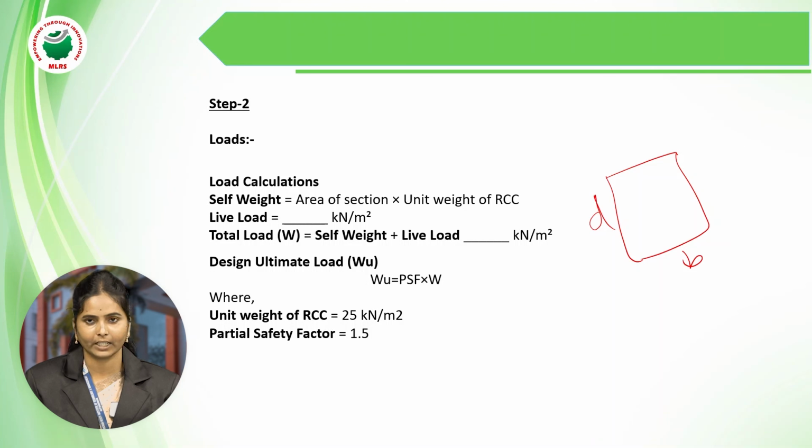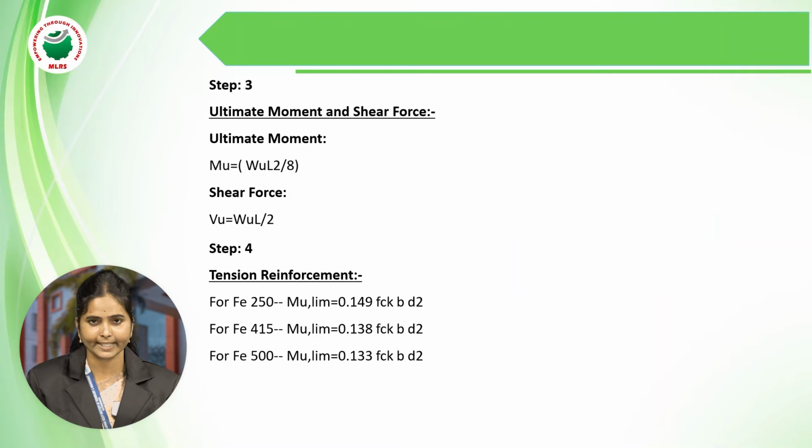If any live load is given in the question, we take the live load. Finally, the total load W is equal to self weight plus live load. Then the design ultimate load, Wu is equal to PSF into W. PSF means partial safety factor. The unit weight of RCC is taken as 25 kilonewton per meter cube, and the partial safety factor is equal to 1.5. That is step number 2.